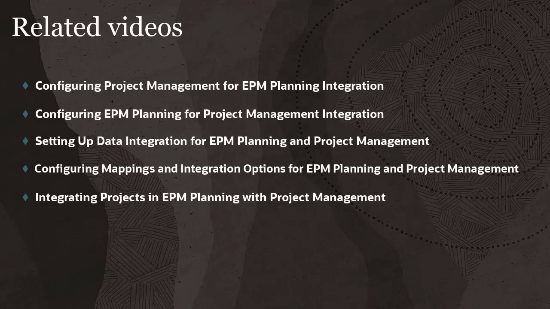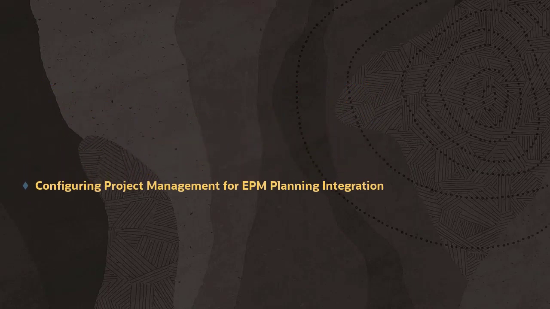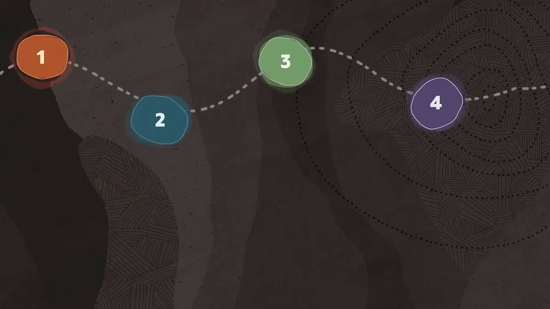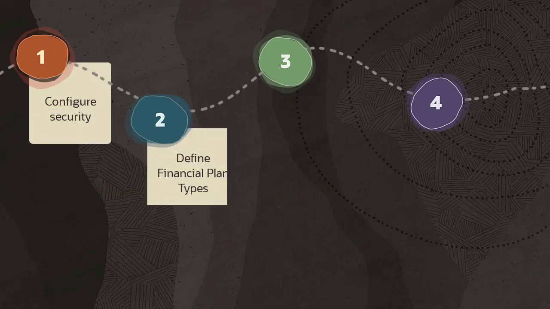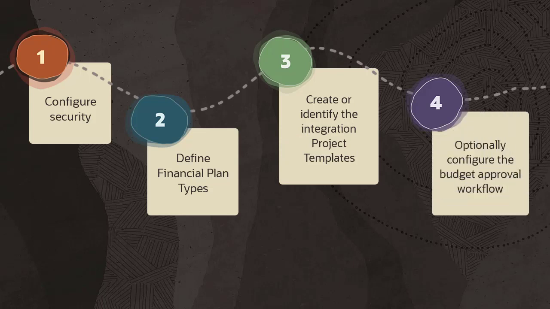This series covers the tasks to integrate EPM Planning and Project Management. In this first video, we'll look at the steps required to configure Project Management for EPM Planning integration. Here are the tasks you need to complete in Project Management to start the integration process. First, configure security. Second, define financial plan types. Third, create or identify the integration project templates. Fourth, optionally configure the budget approval workflow.